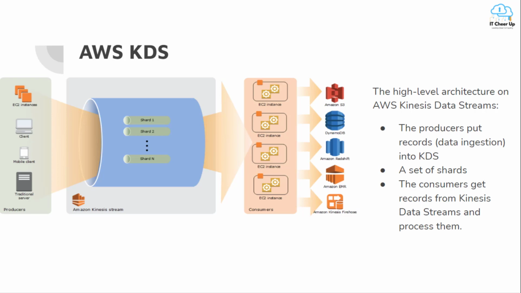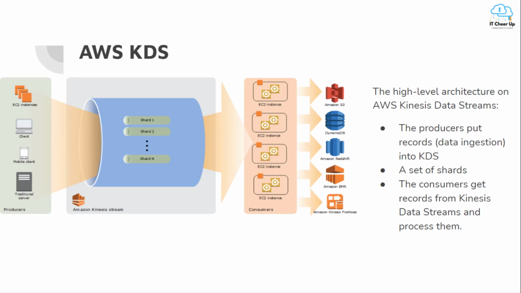Let's focus on the high-level architecture of Kinesis Data Streams. The producers put the data records into the KDS. AWS provides the Kinesis Producer Library, KPL, to simplify producer application development and to achieve high write throughput to a Kinesis data stream. A Kinesis data stream has a set of shards.